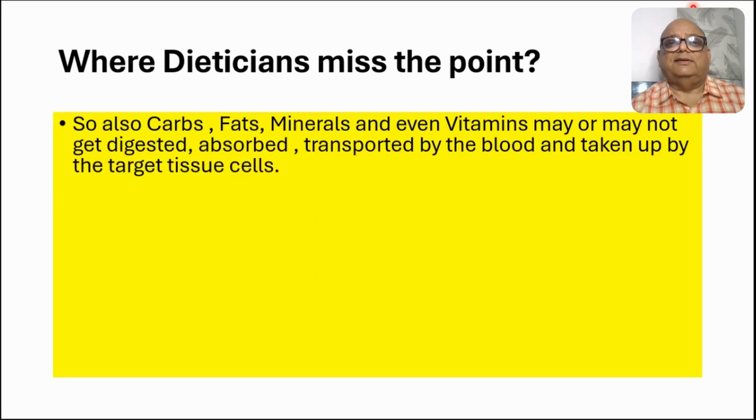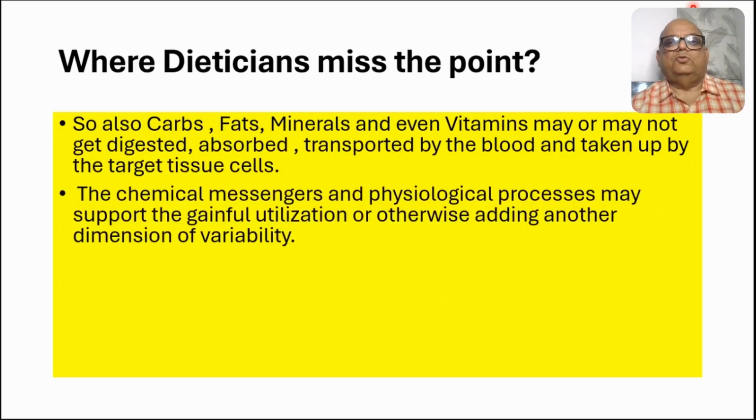And what the cells will do with them is decided by the cell, not by the food. So the chemical messengers and the physiological processes may or may not support the gainful utilization of whatever is taken in. That is adding another dimension of variability.